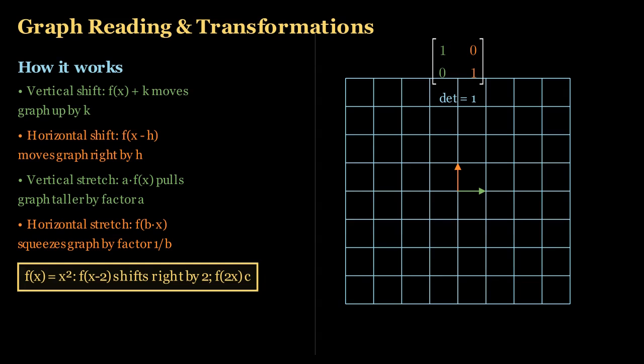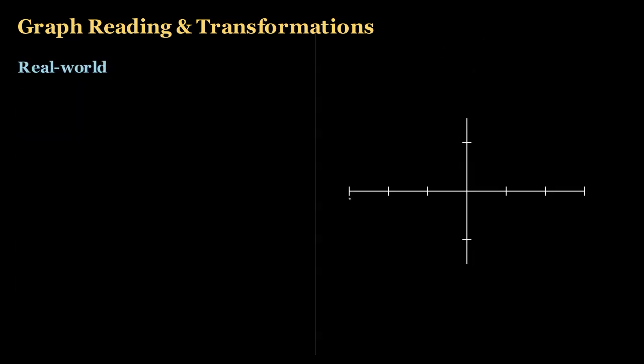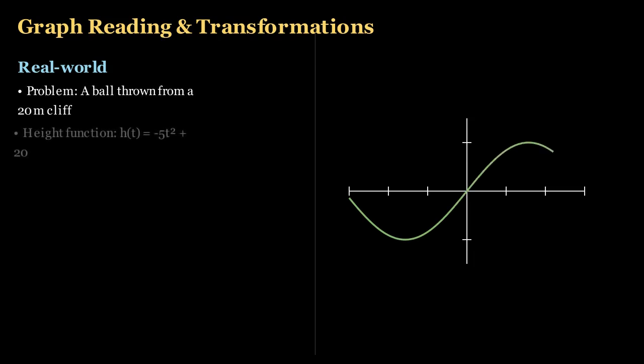Setting h of t equal to 10 gives negative 5t squared plus 20 equals 10. Subtract 20 from both sides, negative 5t squared equals negative 10. Divide by negative 5, t squared equals 2. Taking the positive square root, since time is positive, t equals root 2 seconds. Root 2 is about 1.4. So the ball passes 10 meters on the way up at about 1.4 seconds.